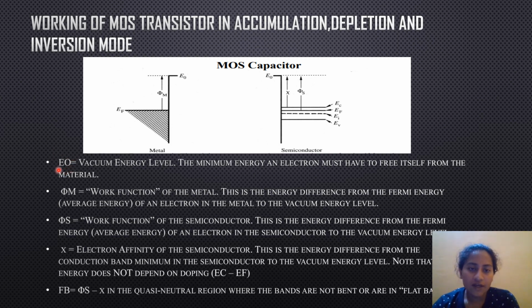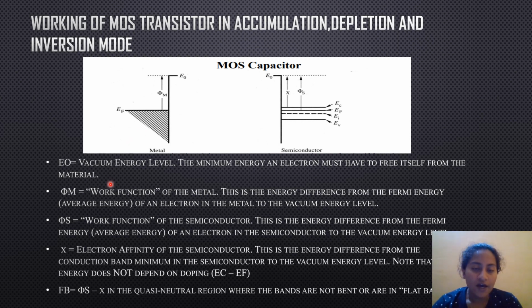So what is meant by E naught? As we can see, E naught is present in both materials, metal and semiconductor. E naught is nothing but the minimum energy required for an electron to free itself from the material. Here we are using metal as well as semiconductor material. The electron needs some energy so that it is free to move within its material.